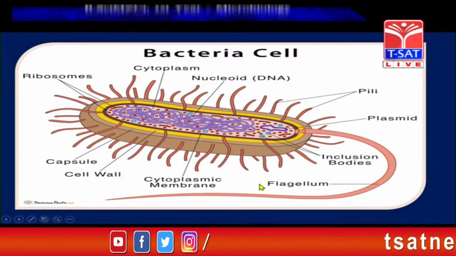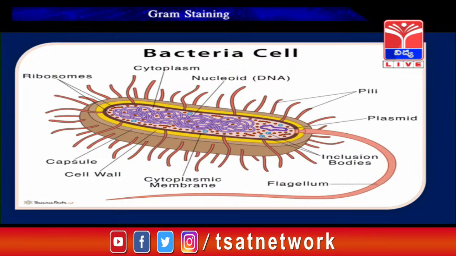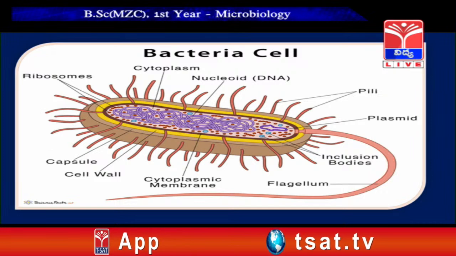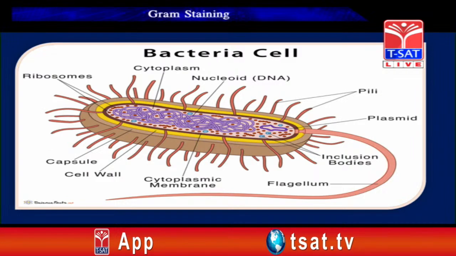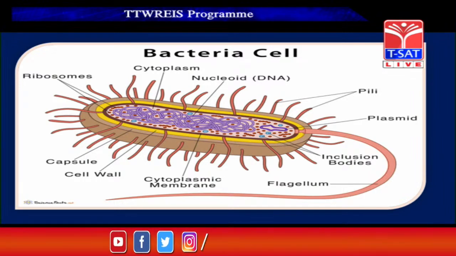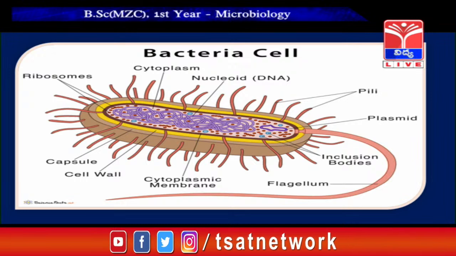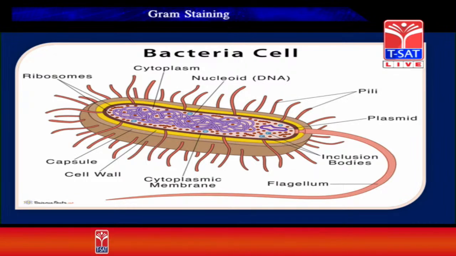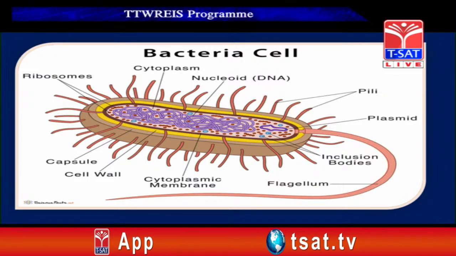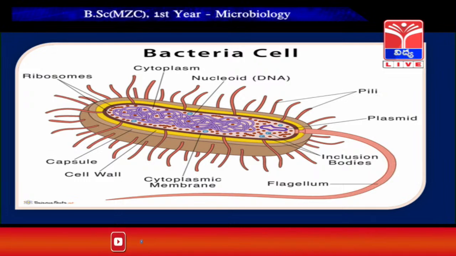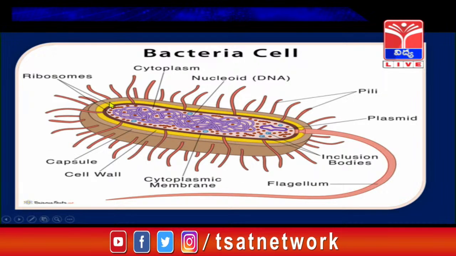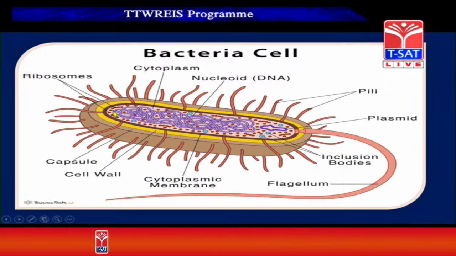If we want to observe the capsule, then capsule staining is necessary. So, capsule means bacterial cell walls can shed their polysaccharide layers. These polysaccharide layers consist of high molecular weight. Due to the presence of this high molecular weight, the bacteria can form a layer around the bacterial cell wall. This is the layer which we can find, and it is known as capsule.